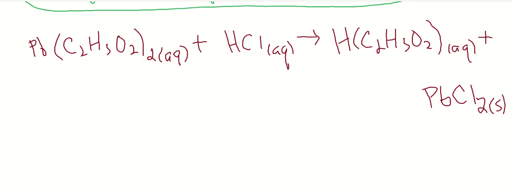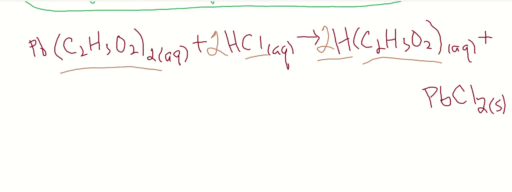Let me pick a slightly different shade. All right, we got 2 acetates on the reactant side and only 1 on the product side. Let me put a 2 there. That means we have 2 hydrogens on the right, and then 2 on the left. So put a 2 there, and that should do it. All right, we have 2 chlorines and 2 on the other side.